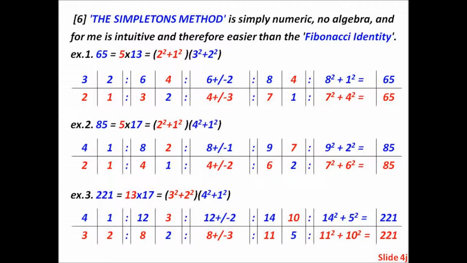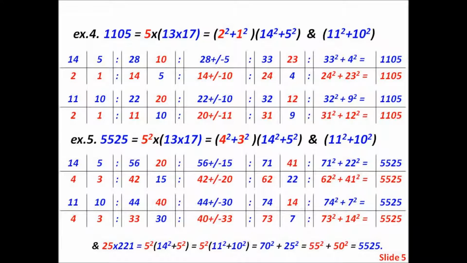This slide shows the method confirmed for three pairs of 4n plus 1 primes. Whilst this slide shows two more examples. Example 4 shows the outcome for three 4n plus 1 primes using the results already obtained on the previous slide. Note that the sums of two square solutions obtained so far are all coprime in that the roots of the squares have no common factors.